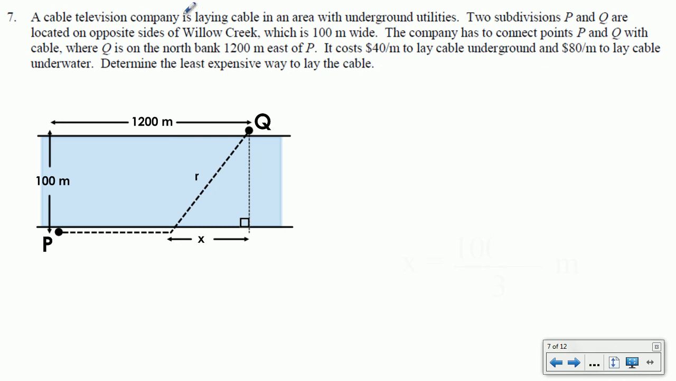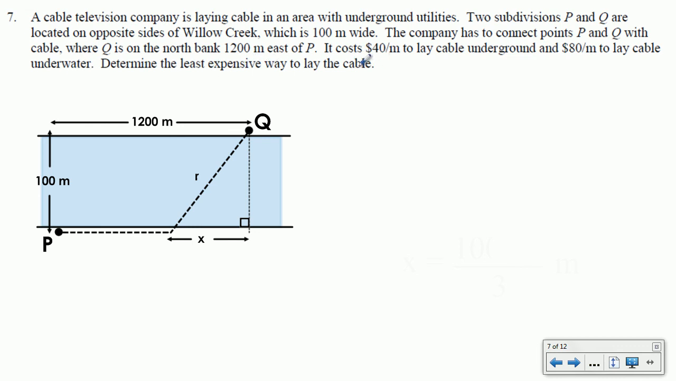Now for the last question of the day, number 7. A cable television company is laying cable in an area with underground utilities. 2 subdivisions P and Q are located on opposite sides of Willow Creek, which is 100 meters wide. The company has to connect points P and Q with cable, where Q is on the north bank, 1200 meters east of P. It costs $40 per meter to lay cable underground and $80 per meter to lay cable underwater. Determine the least expensive way to lay the cable.